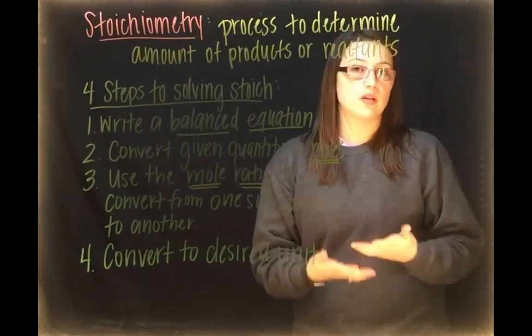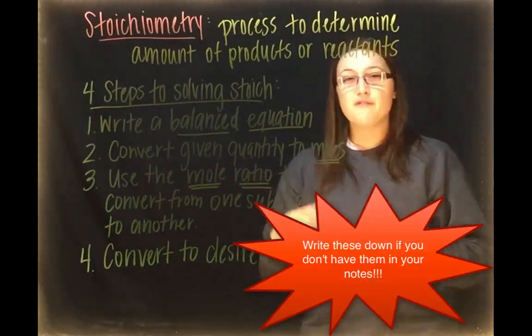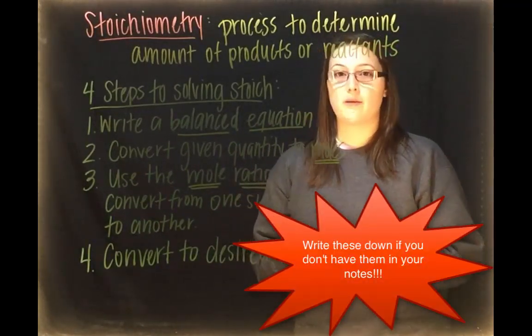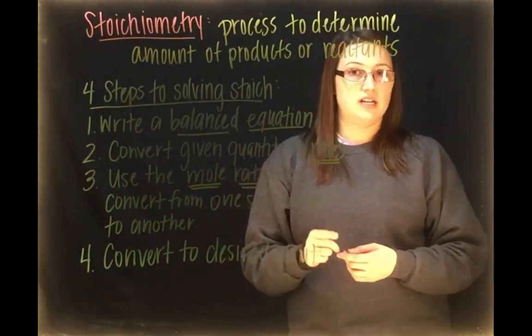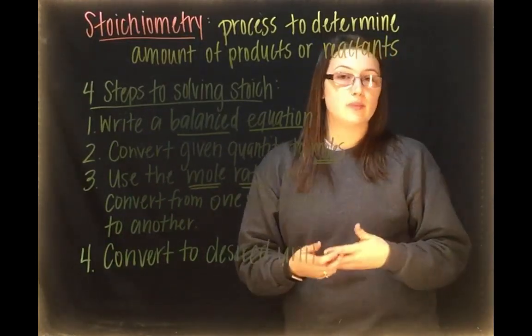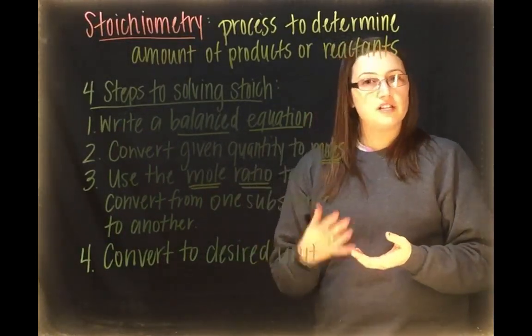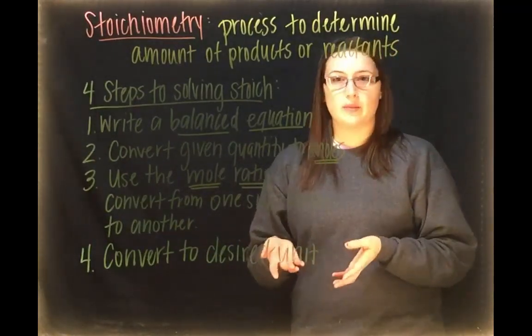So when we solve stoichiometry problems, there are 4 steps that we need to go through every single time we solve a stoichiometry problem. The first step is to write a balanced equation. So if you're given an equation, make sure that it's balanced. If you're given coefficients in front of the reactants or in front of the products, it's probably already balanced.